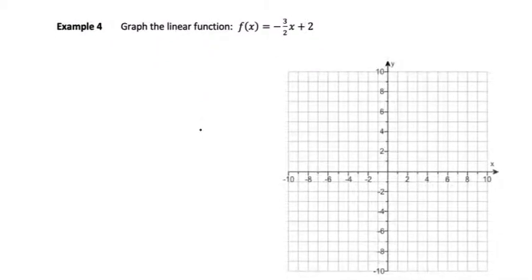So for example 4, it says to graph the linear function f of x equals negative 3/2 x plus 2. Now remember when we talked about function notation, f of x is another way of saying y, and so this is y equals mx plus b form. So first we want to identify the y-intercept. So that's the number that's by itself, not multiplied by x. So that's the b. The m is the number in front of x. So y-intercept here is 2.